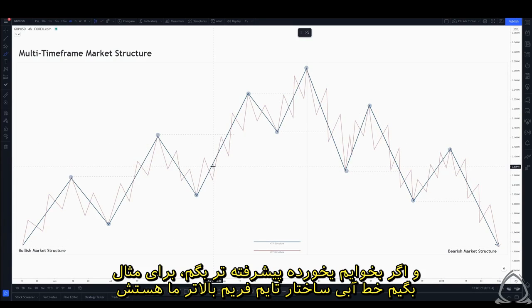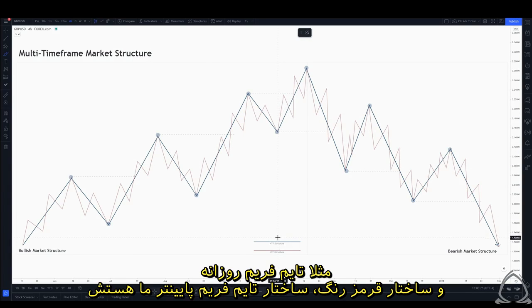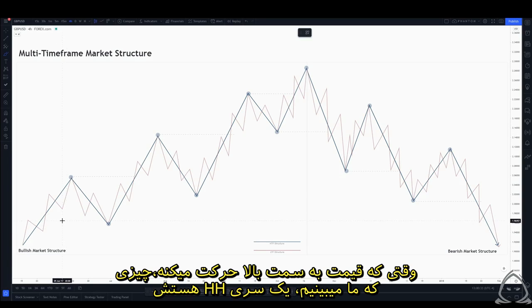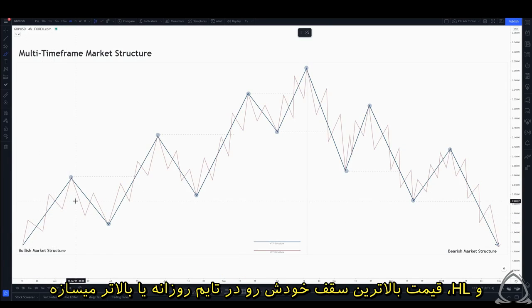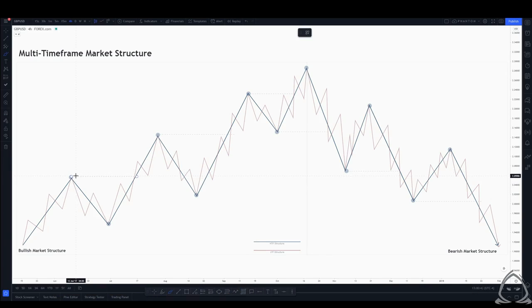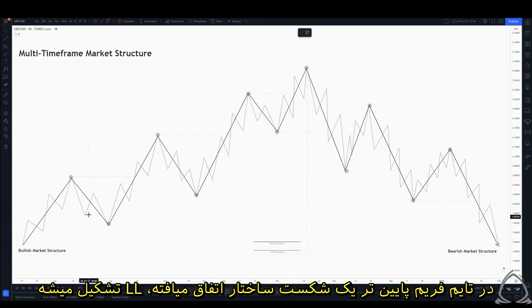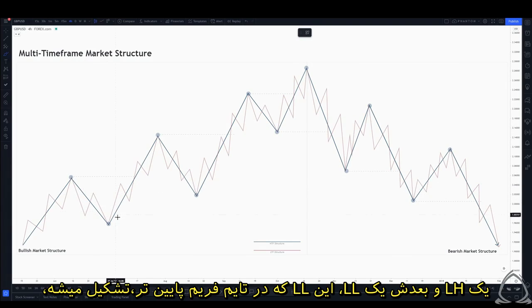And if we take that a step further and say that the blue line is our higher time frame structure, so say a daily time frame, and the red structure is our lower time frame structure, so let's say 4 hour or maybe even 15 minute, as price is moving to the upside, we'd see a series of higher highs and higher lows. We'd create that highest high on the daily time frame, our higher time frame. And then when the higher time frame is starting to pull back or retrace to put in its higher low, what we would be seeing more than likely on a lower time frame is a break of structure, creating a lower low, a lower high, and then a lower low.